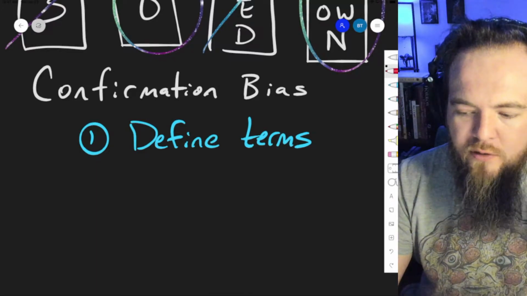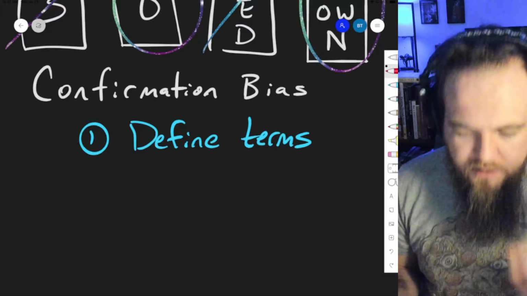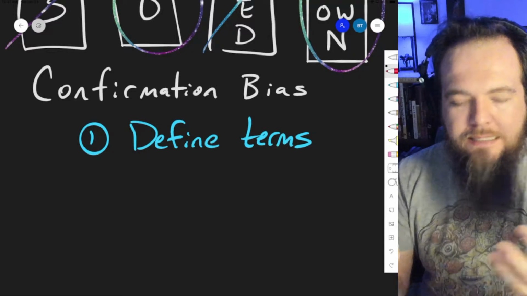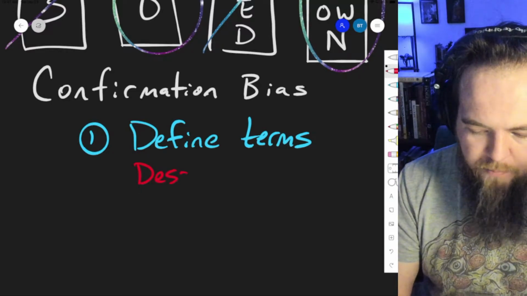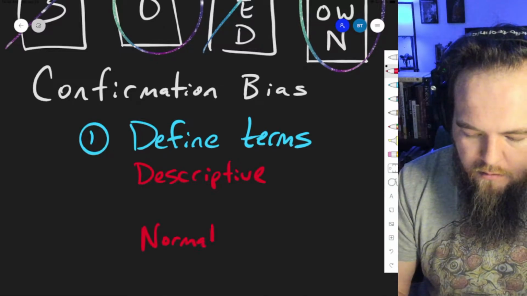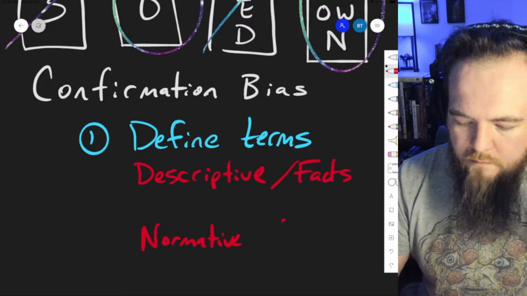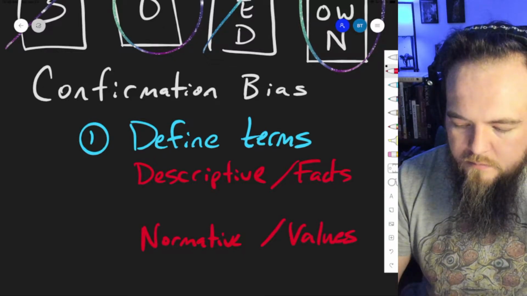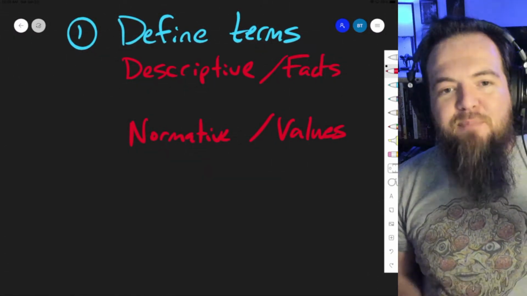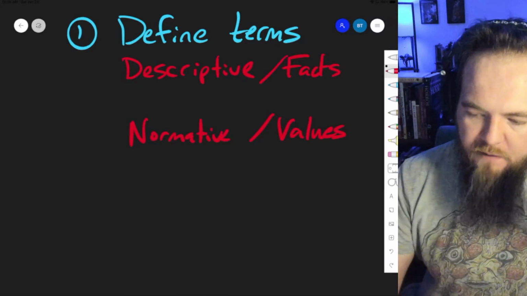Okay? Now, one of the classical distinctions that we're going to have to make here, and you absolutely need to keep this straight, is the difference between normative and descriptive. All right? So I'm going to put descriptive and normative. Sometimes people will try to call these facts versus values. All right? In medicine, especially, this is really, really tough to tease apart, okay? But let me define what these terms mean.